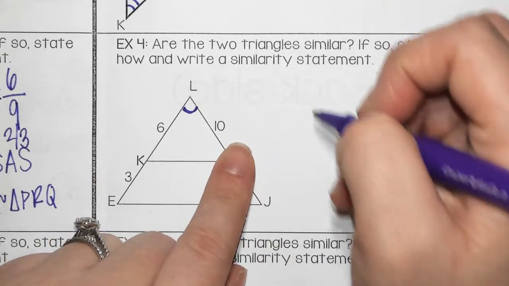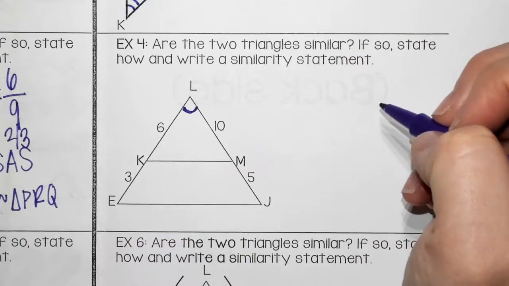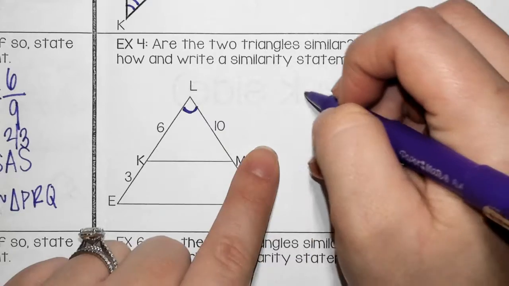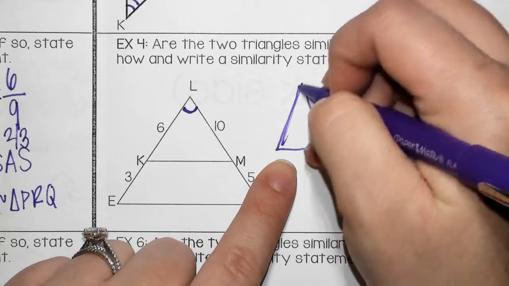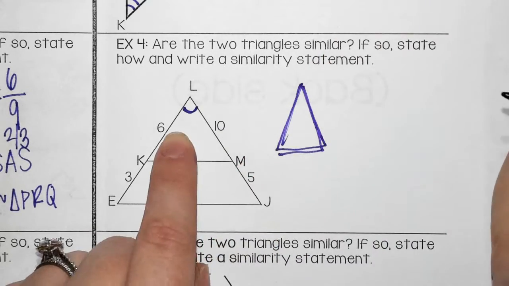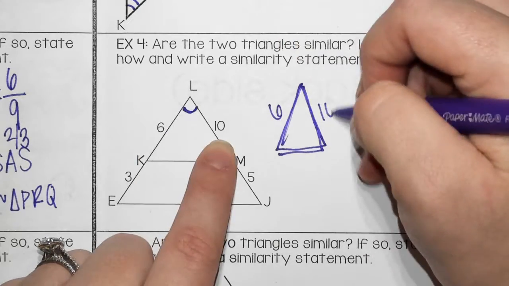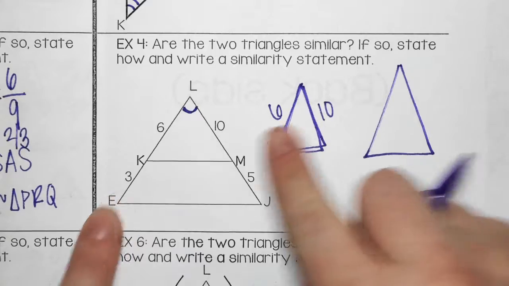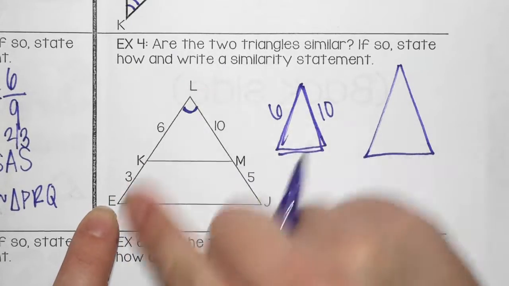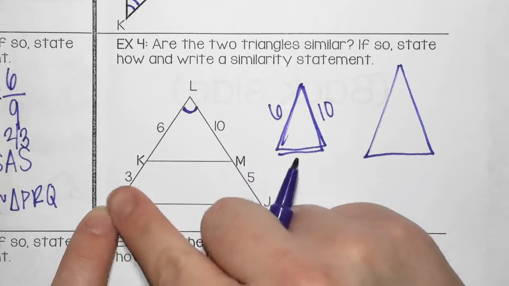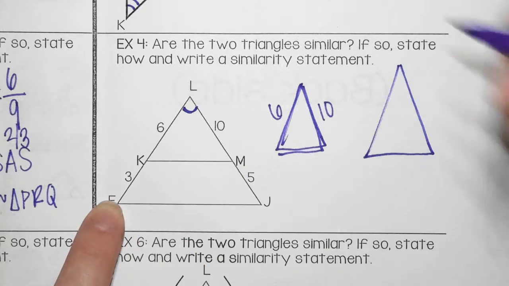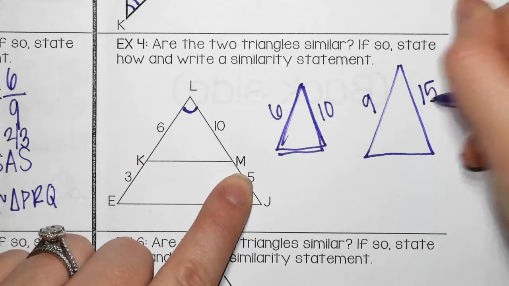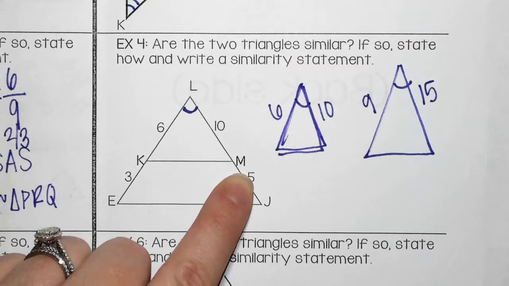It's okay. So here's the actual dimensions of the triangles. So they both have L in common. Sometimes I like to draw mine out. Okay, so here's baby triangle, and it has 6 and 10, right? Then I have big triangle, and its actual lengths are not 3 and 5, but 6 plus 3, which is 9, and 10 plus 5, which is 15. So they both have these angles in common.